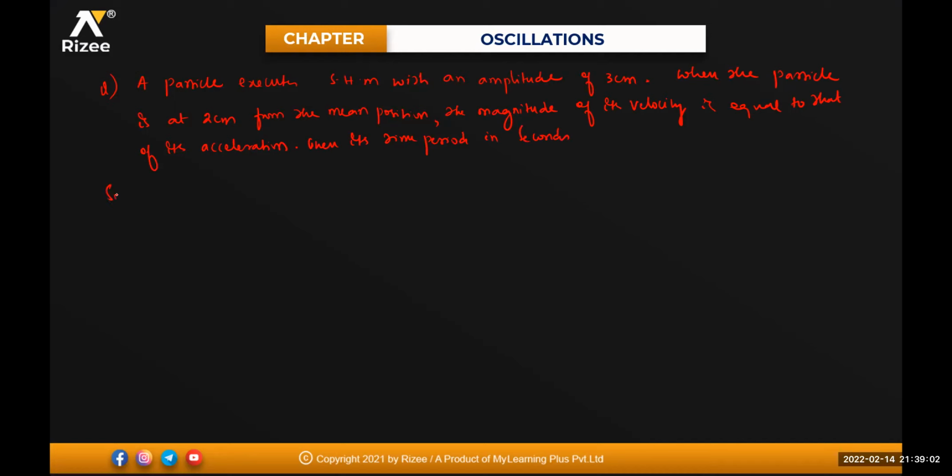Can anyone try it? I'll give the options. First option is root 5 by pi. Second option is root 5 divided by 2 pi. Third option is 4 pi divided by root 5. And fourth option is 2 pi divided by root 3. Come on, try it.